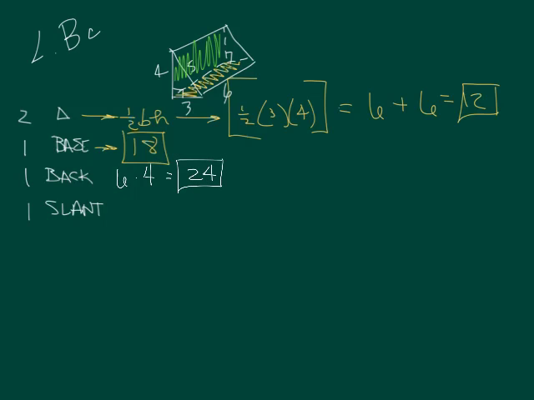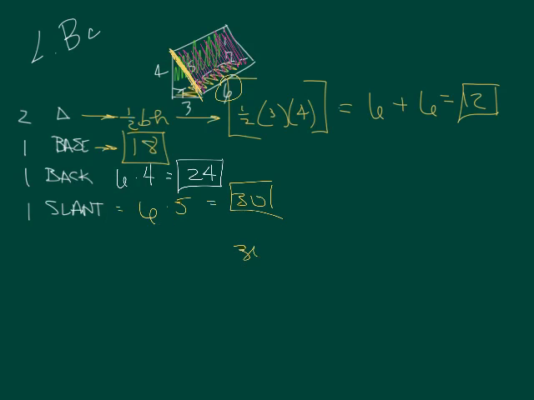And then my slant. And let's do my slant in kind of a pinkish color. My slant is going to be this right here. And that slant is 6, this one right there. And now I have to find out how far it is from here to here. And that is 5. So that's going to be 30.